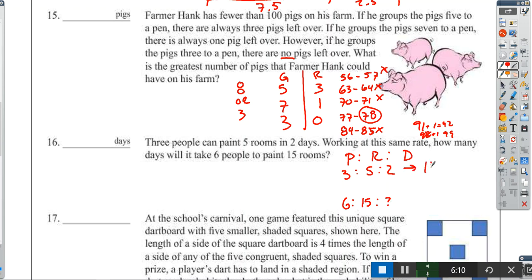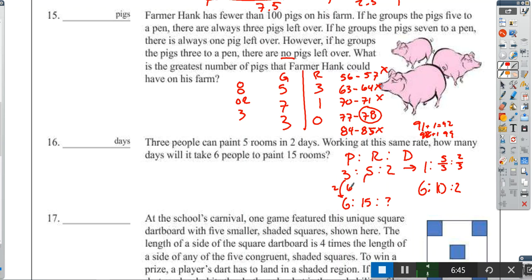So this means that one person could do 5/3 of a room, and that would take them 2/3 of a day, I think. Hold on, let me double check this. All right, so we're on the right track. So multiply by 6. So 6 people can do 10 rooms, and it would take 2 days.